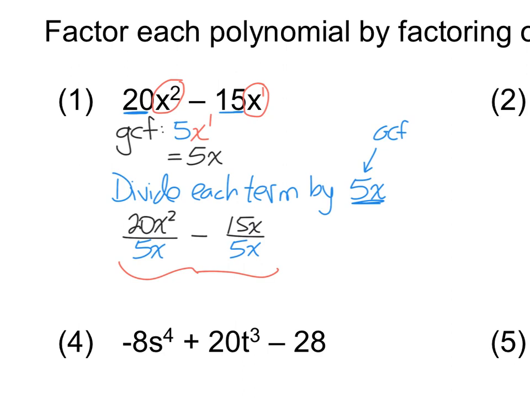So what do I get when I take 20x to the second and divide it by 5x? 4x. And what's 15x divided by 5x? 3x. We got a 3 and we carry down the negative sign, so we get a negative 3. So our job here is to represent this expression in factored form. What that means is that our new expression should have the same value as our original expression. Is 4x minus 3 the same thing as 20x squared minus 15x? No. It would be if I multiplied it by what?